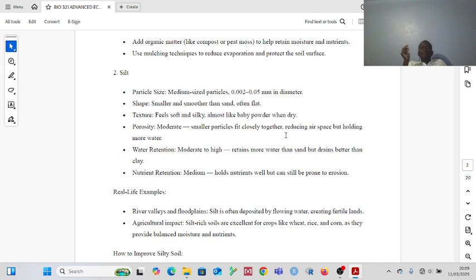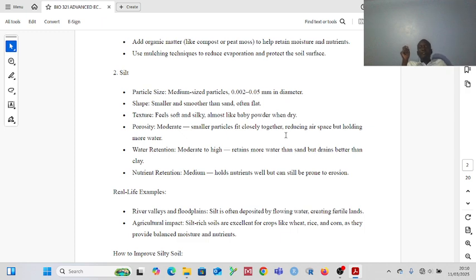The water retention is slightly higher. Silt has a higher ability to retain water. The nutrient retention is equally higher compared to sand. So where do we find these silt particles largely? We find them in the river valleys or in the flood plains.